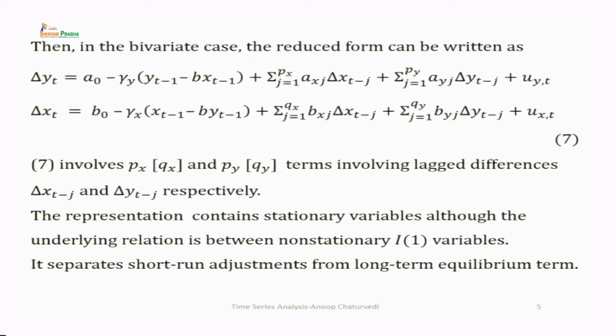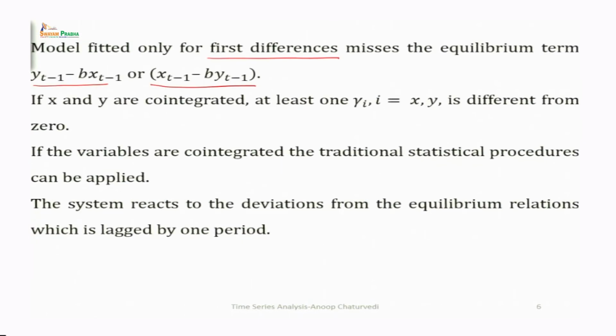or suppose you want to test the hypothesis whether these coefficients b y j's are 0 or not, then you can apply f test, because all the variables involved in the regression are stationary. So, this is the beauty of error correction representation.